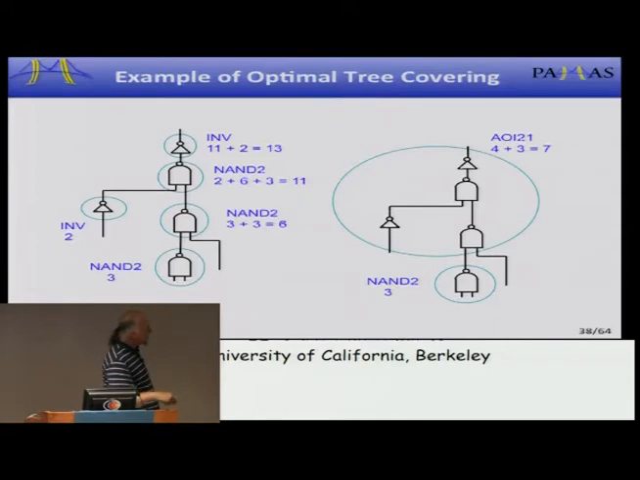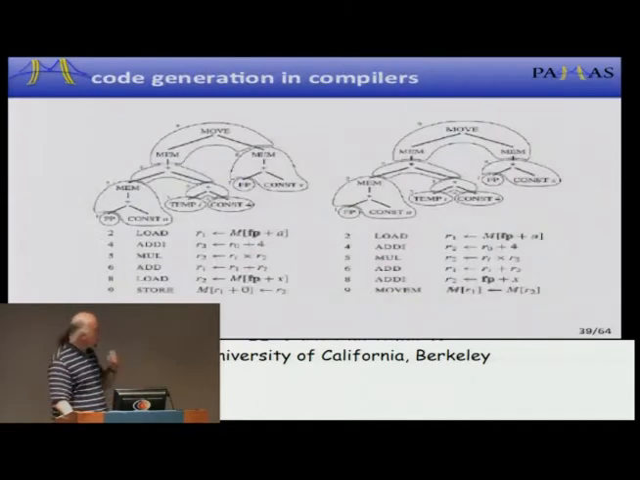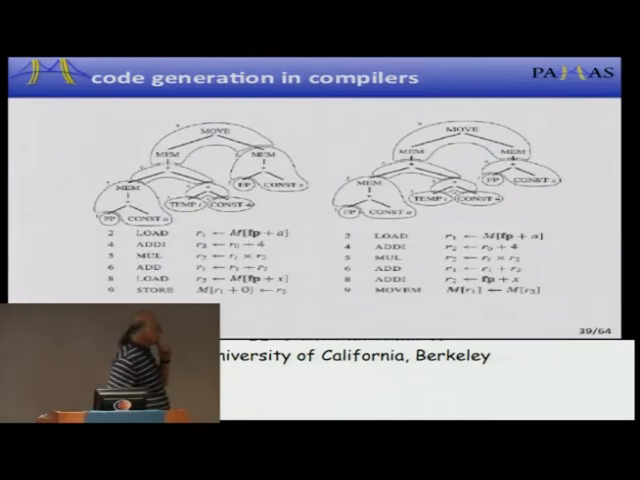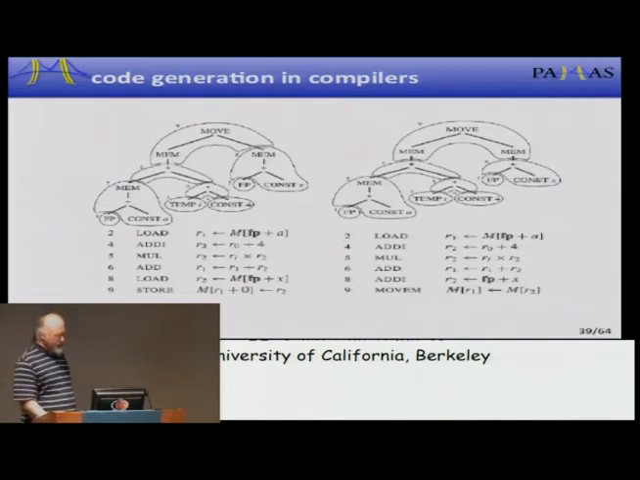This is one set of matches. This is another set of matches. This is the optimal cover using this and/or invert 2-1 here with the cost of 7, the NAND 2 here with the 3 being 10, versus the match of 13 over here. And this is also widely used in code generation for compilers. So it's kind of the same diagram, but different types of covers here. We're trying to cover an intermediate representation of a program with instructions, say for an Intel computer, and actually generate the code to implement this little abstract syntax tree.